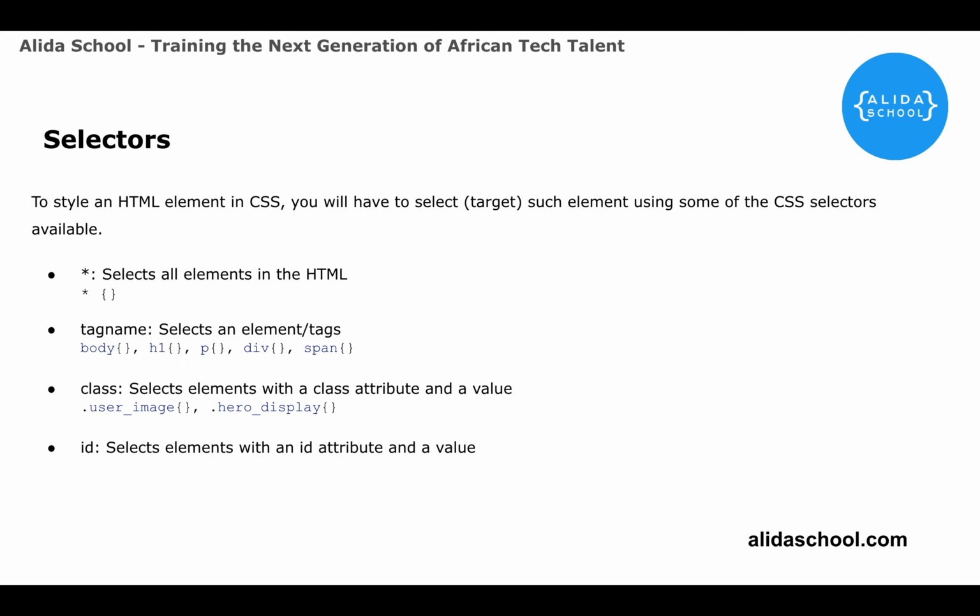Using an ID to select an element, you start first of all by having the pound or hash, then the attribute value of the ID in your HTML element, followed by the curly braces where you get to outline the set of the CSS rule set that you want to take effect on that particular element.